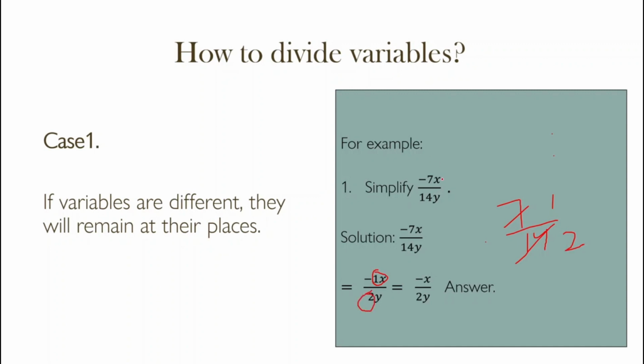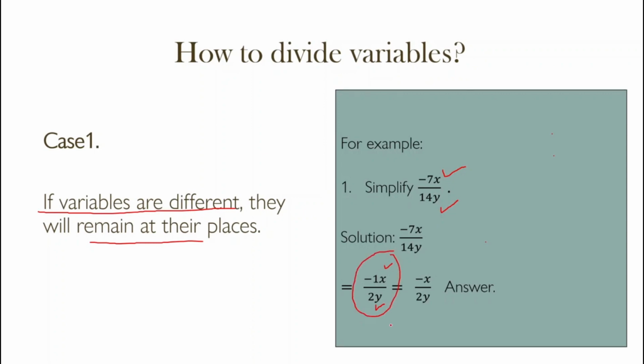At the last, we will divide the variables. There is an x, there is a y. We need to learn how do we divide variables in such a case when the variables are different. So about it, the information is provided on the left of the slide, that if the variables are different in case of division, they remain at their places. Means x would remain in the numerator at its place, like in the answer we have written, and y would remain at its place in the denominator. That's how we are getting the answer as minus 1x over 2y.